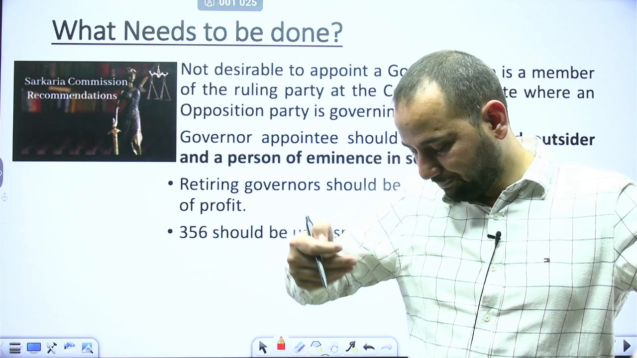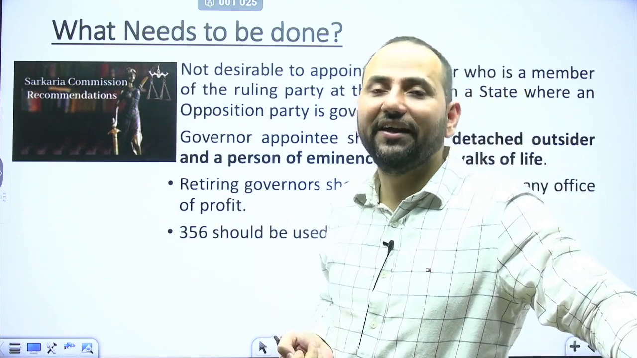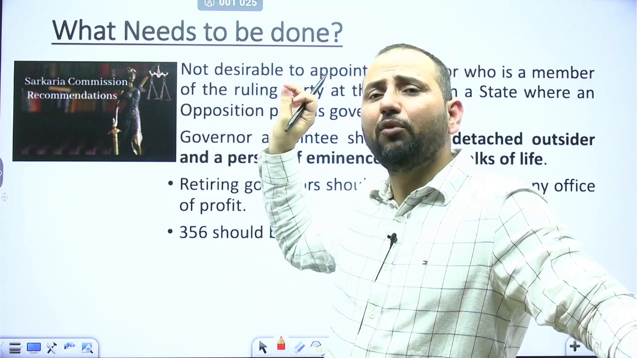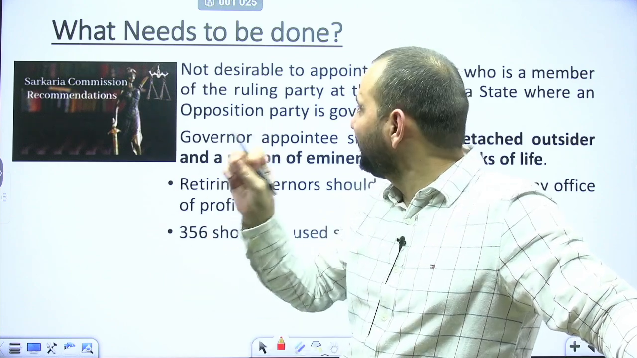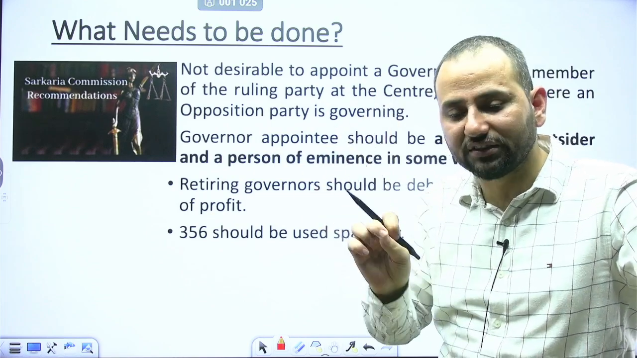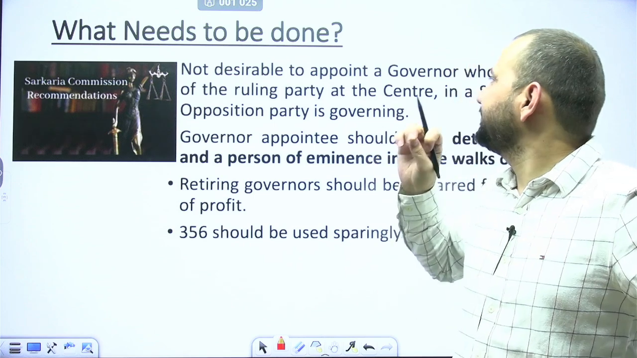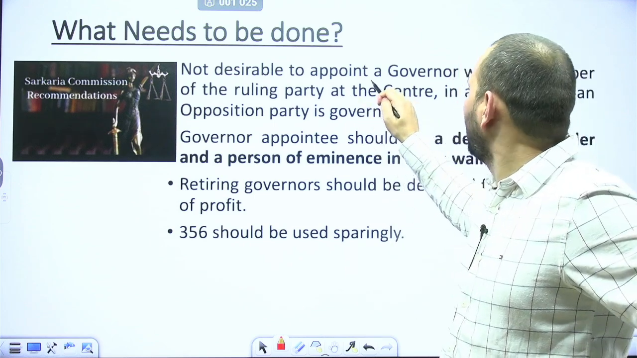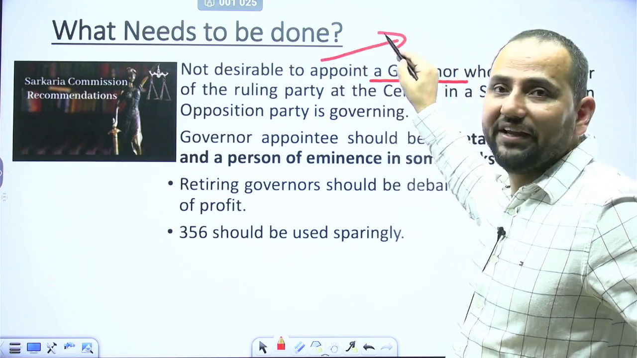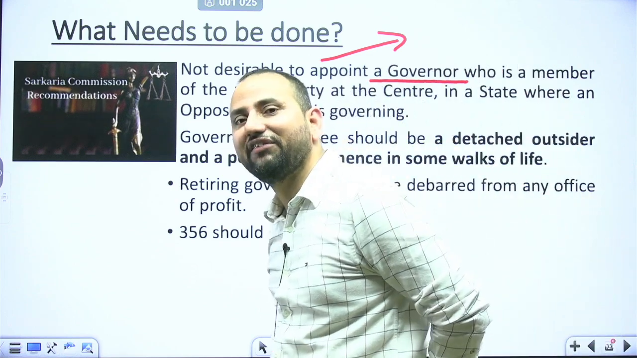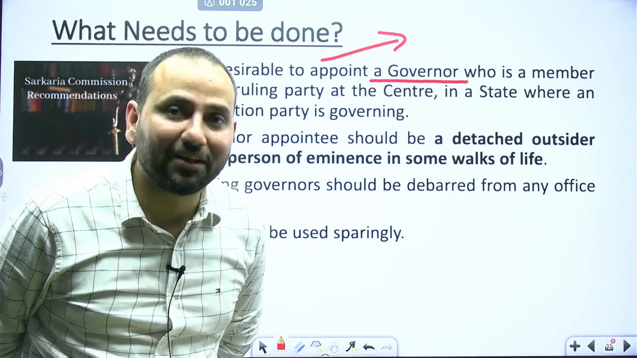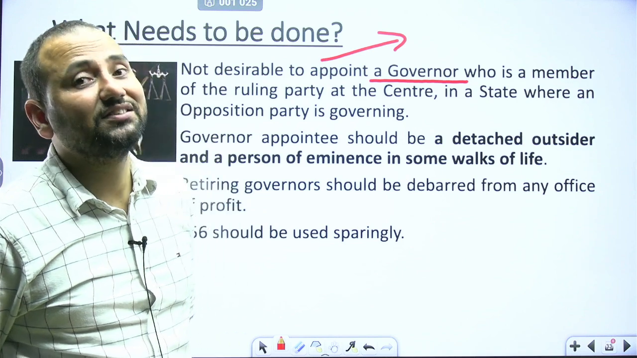And after some period of time, it submitted its report in 1988. Now the point is, this Sarkaria Commission specified various things, but the most important thing which we need to see here is with reference to the structure of the office of governor. It specified some very basic provisions. We saw a question with reference to this also. In Prelims 2019, there was a question with reference to this very structure: which of the following committees recommended this, and the answer was Sarkaria Commission.